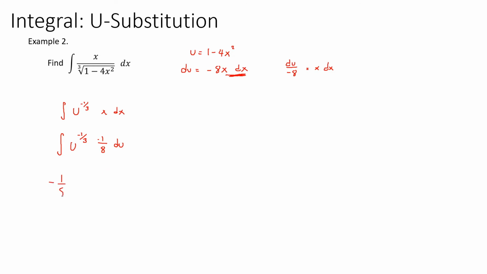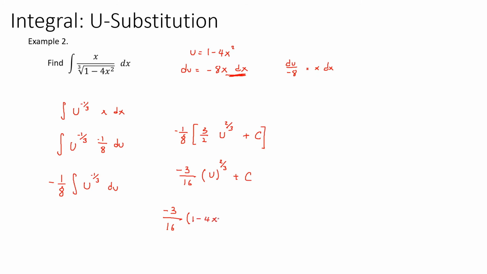So I'm going to factor out negative 1/8 and integrate u to the negative 1/3 power using the power rule. So negative 1/8 times u to the 2/3 power times 3 over 2 plus c, which is negative 3 over 16 u to the 2/3 power plus c. Now when you substitute back in your u, you have your answer in terms of x: negative 3 over 16 times 1 minus 4x squared to the 2/3 power plus c is your integral.